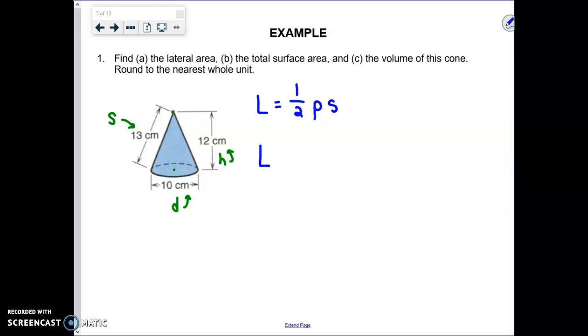It says lateral area is equal to, we're given the diameter, and if you remember, the perimeter of the base here is just the circumference of this base. Since they give the diameter, we can just go pi times diameter. So it's basically, if you look on your formula sheet, 1/2 pi times diameter of the base times the slant height. Okay, not too difficult.